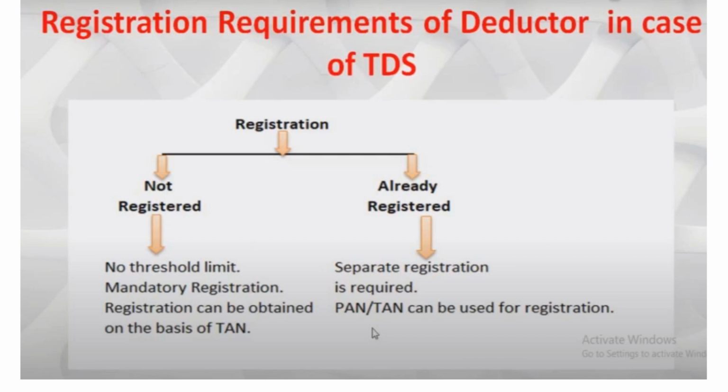Same PAN can be used for the registration if he's already registered. Here is your question: if he's already registered, he still needs to take a separate registration. If he's not registered, and he is below the threshold, there is no threshold limit; mandatory registration can be obtained on the basis of PAN. So in this case, he may have to take mandatory registration even if his threshold is not 20 lakhs and above.